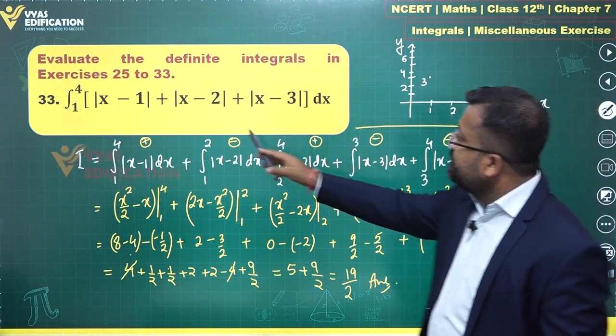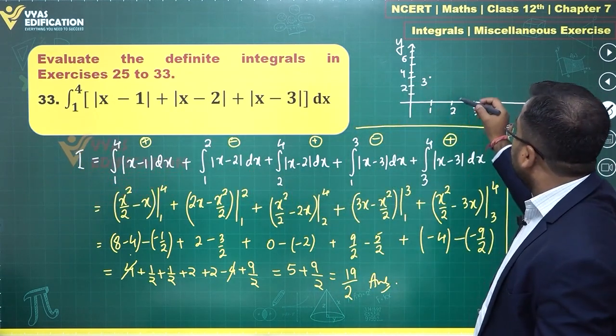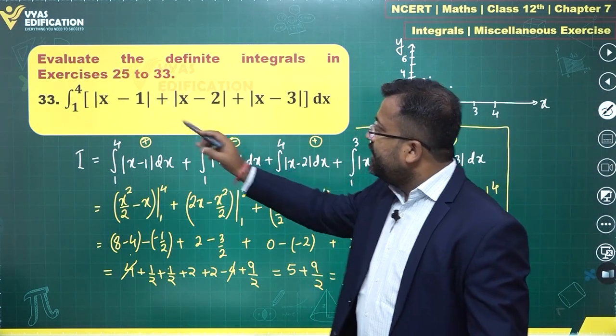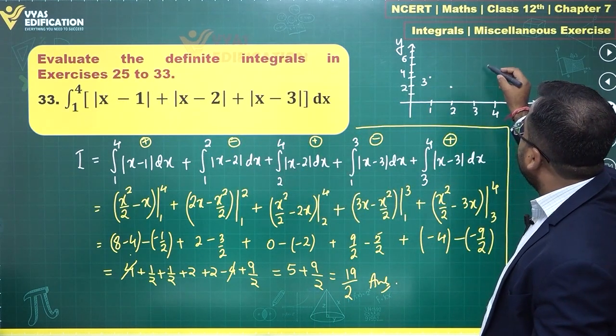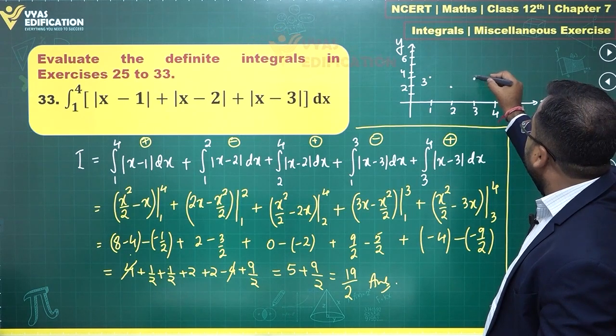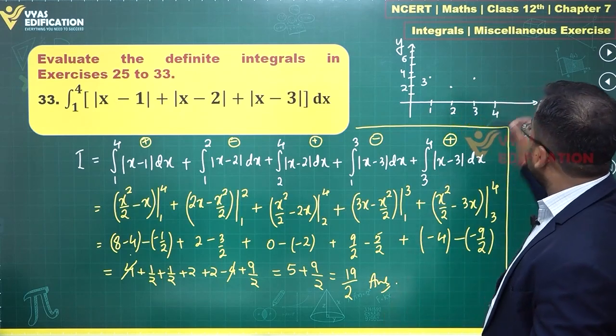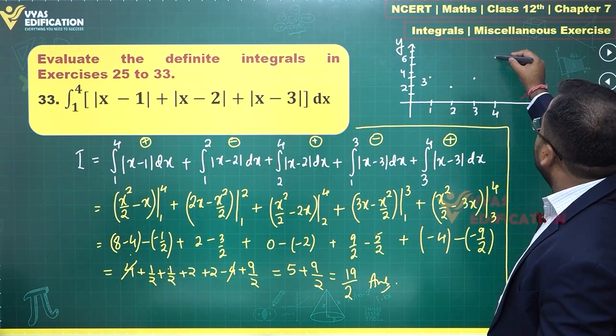For 2, this becomes 0, this becomes 1 and 1, this becomes 2. So the value will be 2 over here. For 3, this becomes 0, this becomes 1 and 2, 3. So for 3, the value will be 3 again over here. For 4, the value will be 1, 2 and 3, which is 6. For 4, the value will be 6 over here.